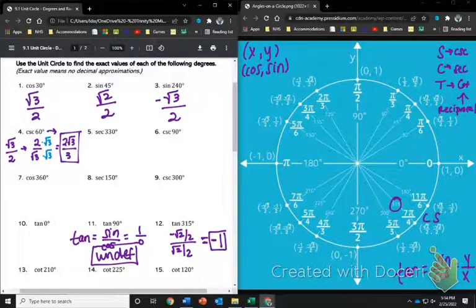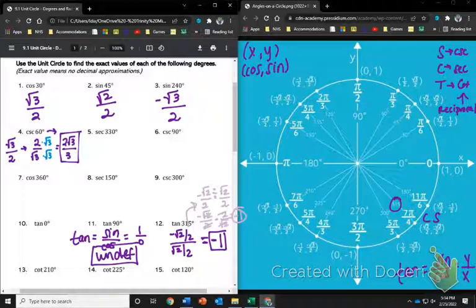If you forgot that property, you could always do it the long way. You write it out: negative square root of 2 over 2 divided by the square root of 2 over 2. You can't divide by fractions, so it's keep, change, and then flip. From here you can reduce. I've got 2 2's that I can cancel out, and the square root of 2 I can cancel out, and I'm left with negative 1. So you could do it the long way if you wanted to. It doesn't really matter.